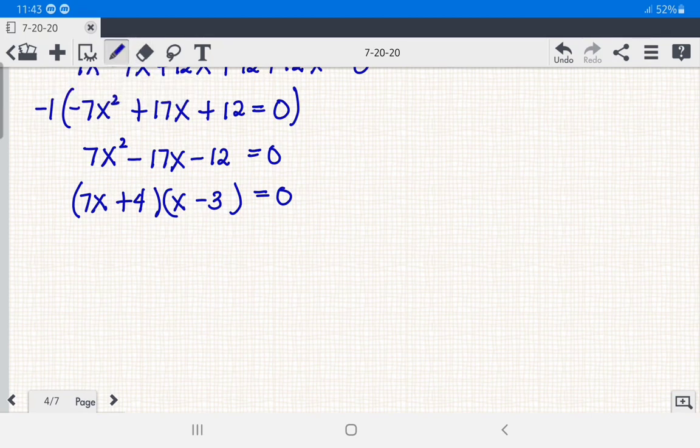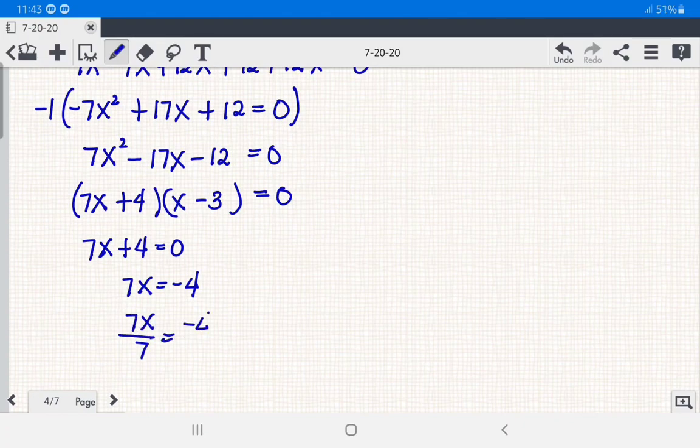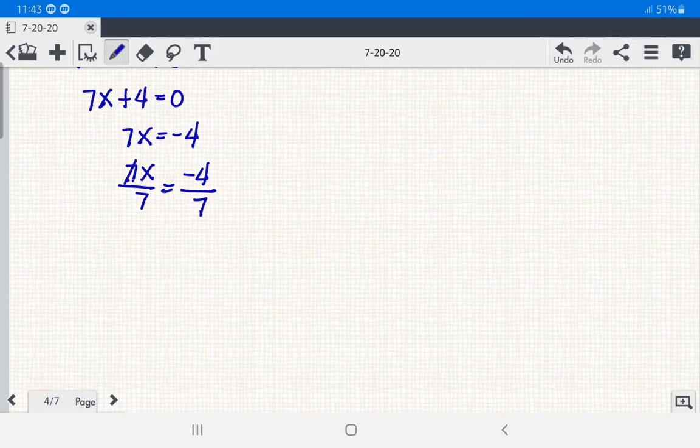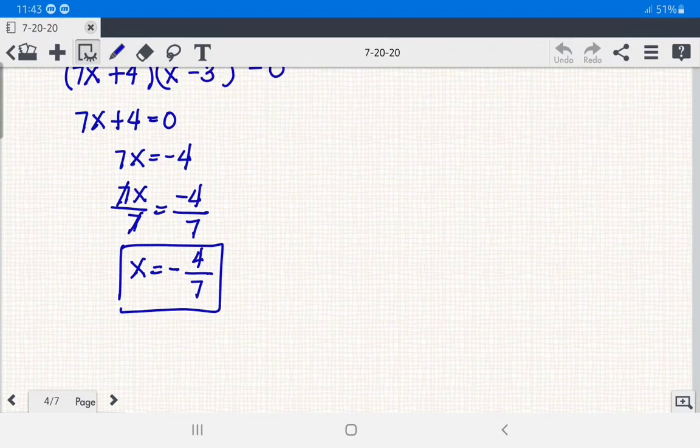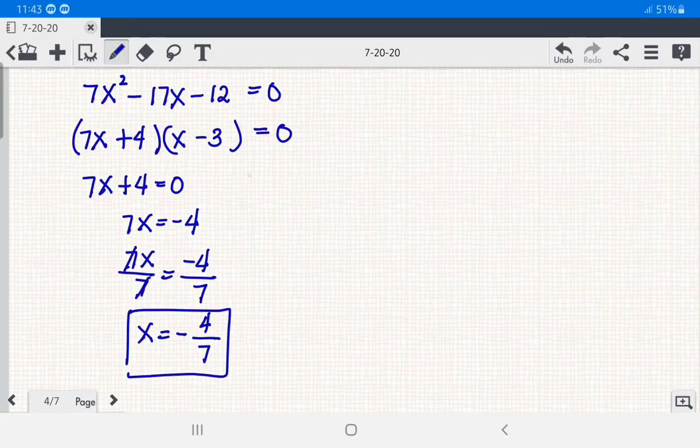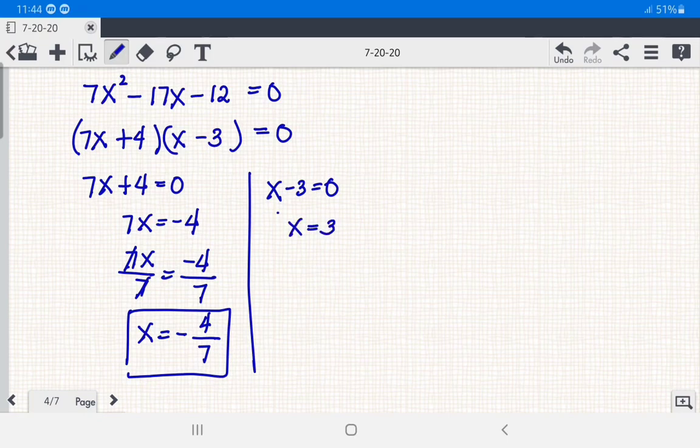Now, let us equate each factor to 0. So, we have 7x plus 4 equals to 0. We have 7x is equal to negative 4. Then, divide both sides by 7. Then, equals to negative 4 over 7. Then, we have to cancel 7. Then, we have only x equals to negative 4 over 7. So, this is the first root or the first solution. For the second solution, we have x minus 3 equals to 0. x is equal to positive 3.